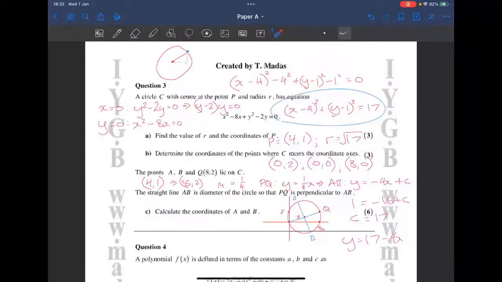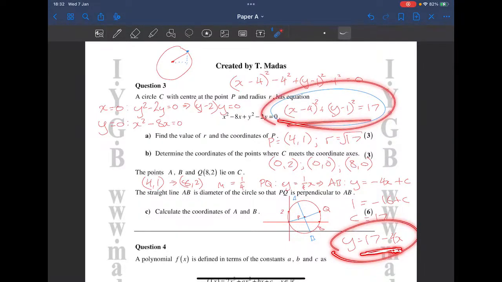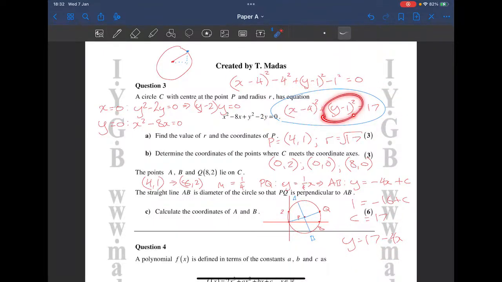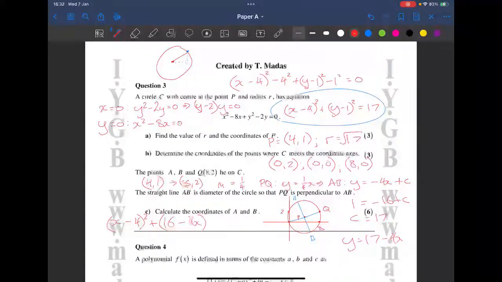So doing what we needed to do, we need this y equals 17 minus 4x and this circle equation to be simultaneous. We want to solve them together. So let's think about, and here we've got y minus 1. So taking 1 away from here, you get 16 take away 4x. So let's plug that in instead. So altogether we'll have x minus 4 all squared plus, like we say, the y minus 1 is now 16 minus 4x all squared, and the whole thing equals 17.